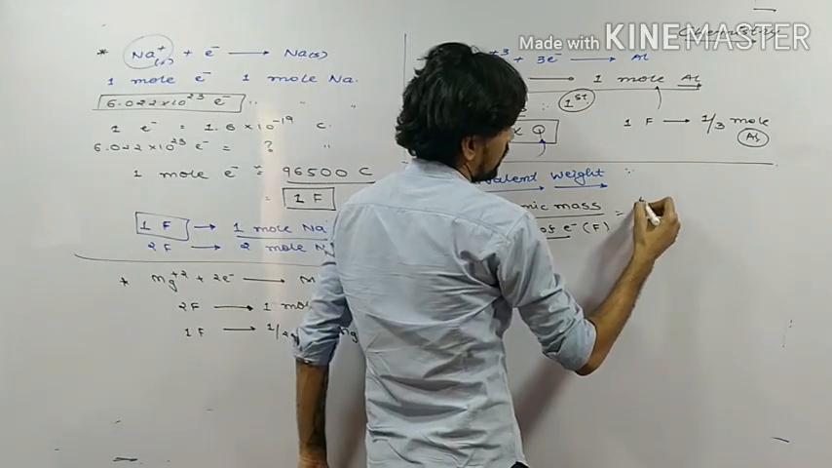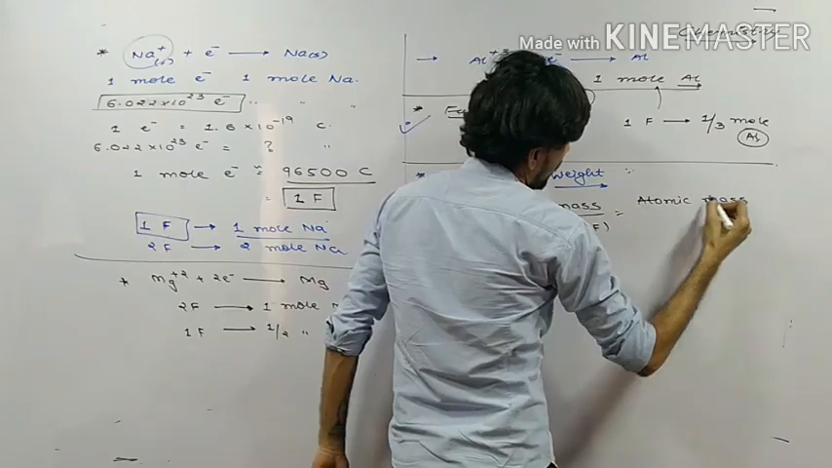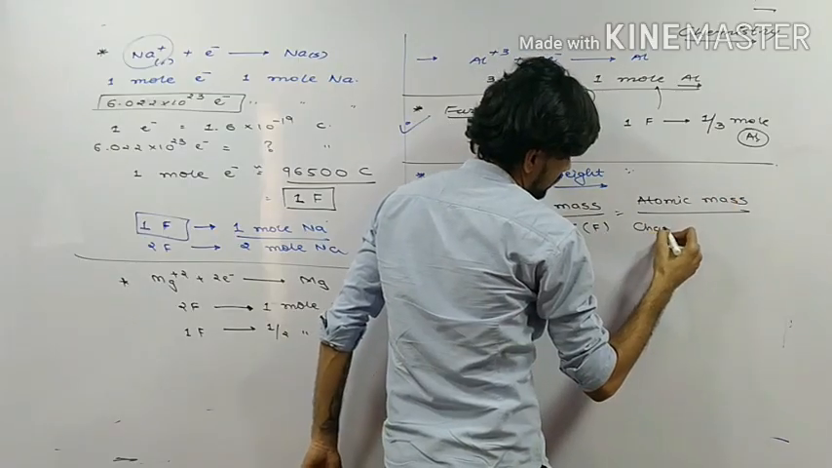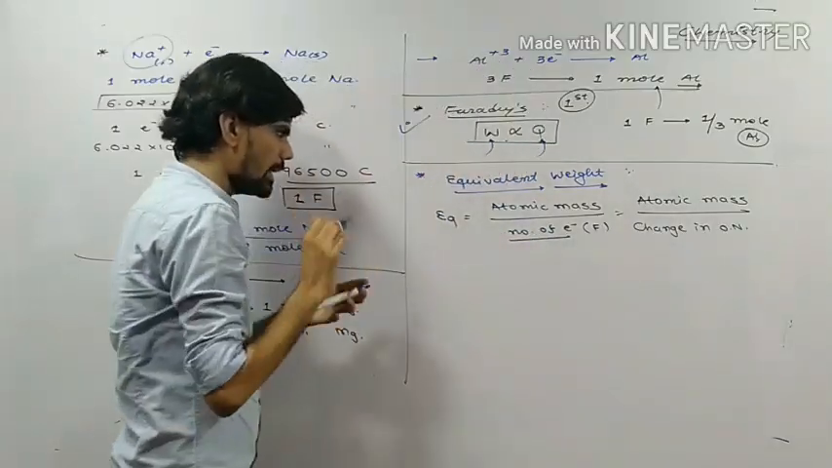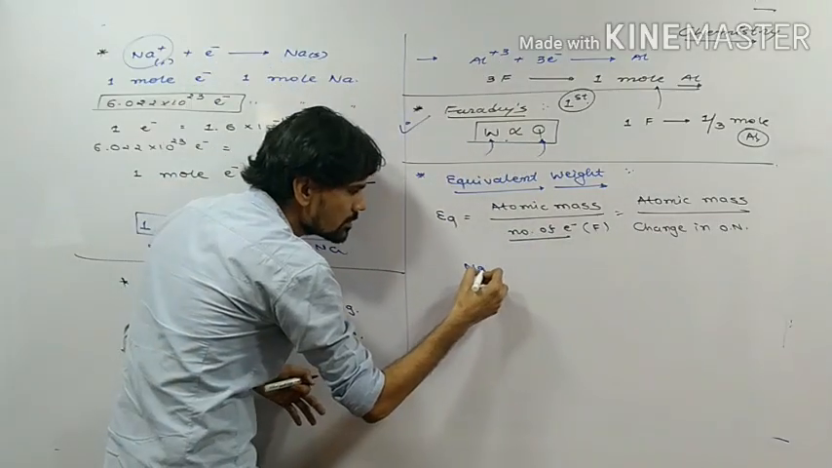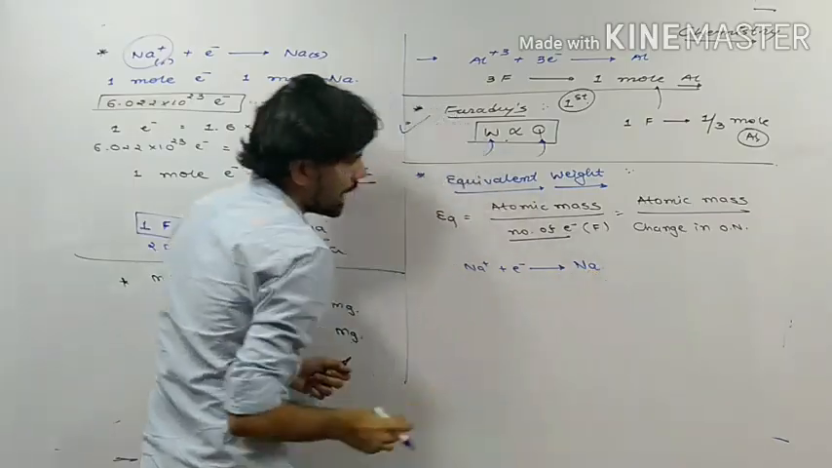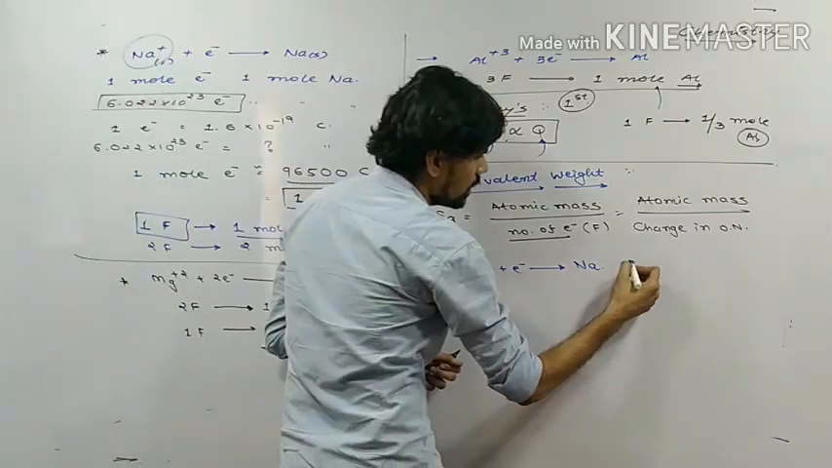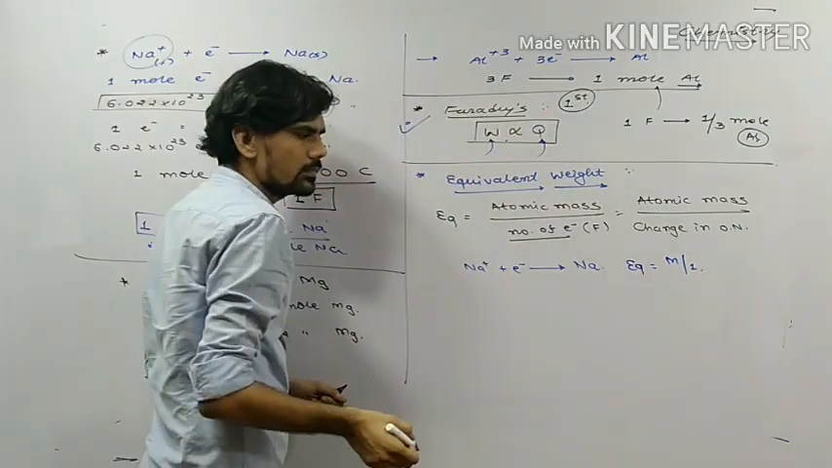or atomic mass upon change in oxidation number. As an example, Na+ plus electron gives Na, then equivalent weight is equal to M upon 1.